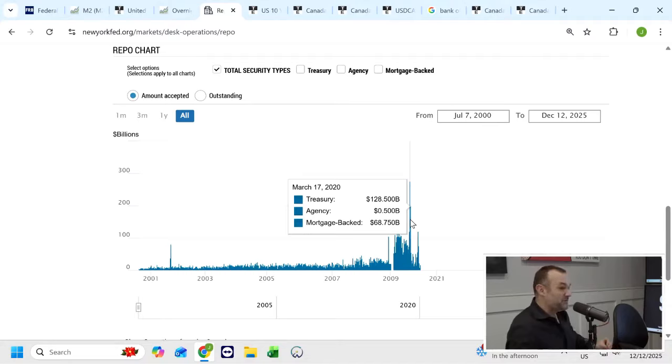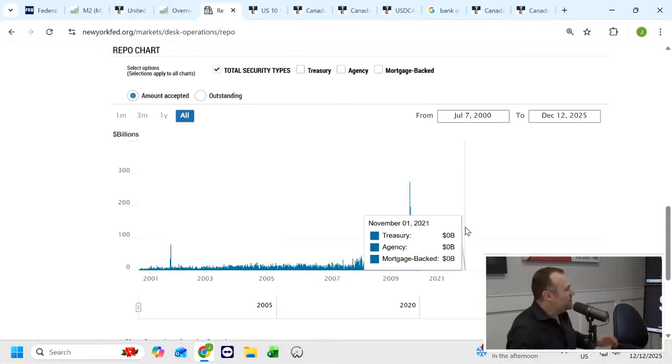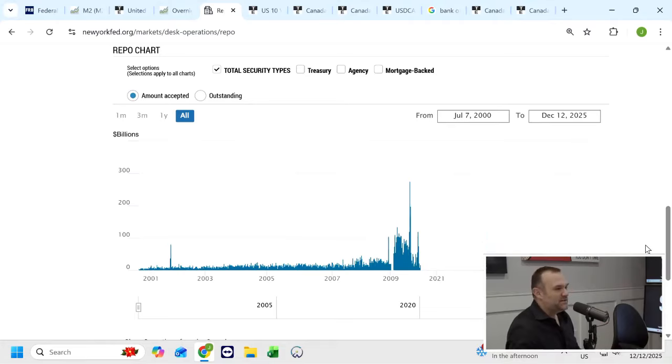But that was an exceptional time. And how did they solve that? The massive liquidity injection. But what I really want to point out was what happened at the end of 2019. This is the part that's buried in history because of what happened during COVID.